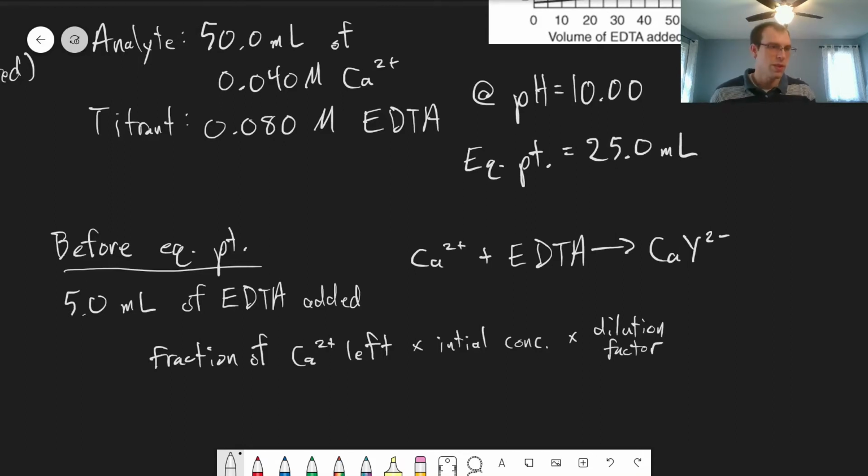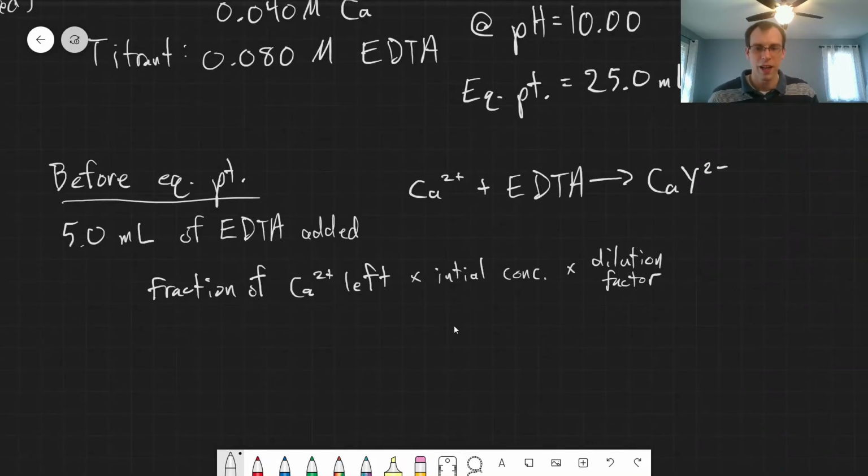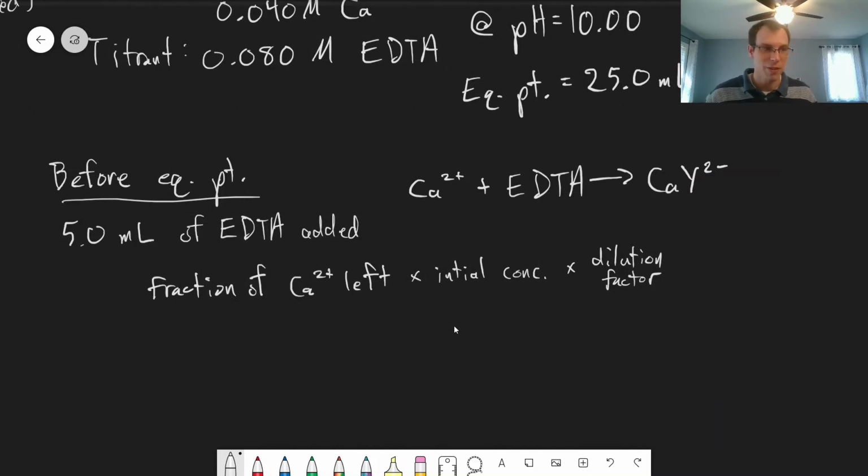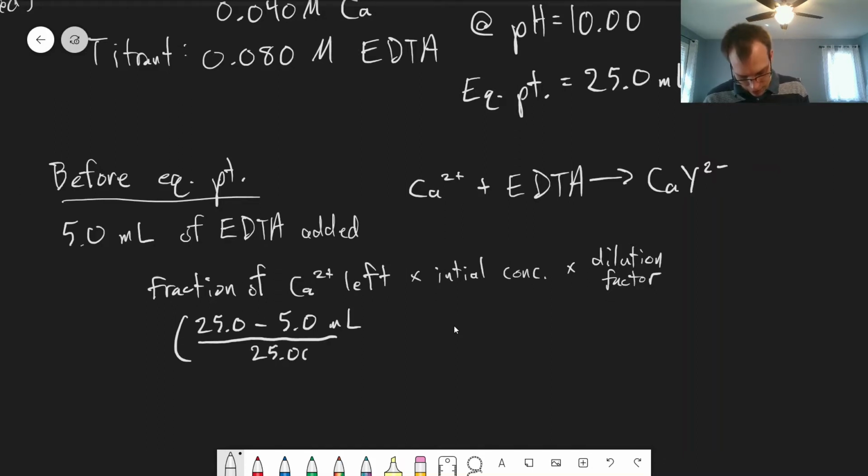Okay, and so the way to do this streamlined calculation is our fraction of calcium left is going to be based on the equivalence point. So we know that 25 milliliters would be the equivalence point, but we've only gotten 5 milliliters of the way there. So we take the equivalence point minus the volume that has actually been added. That's the calcium that's left behind, right? Basically 20 milliliters worth of our original solution. And so that fraction divided by the value of the equivalence point gives the fraction here. So 20 over 25, that's how much calcium is left.